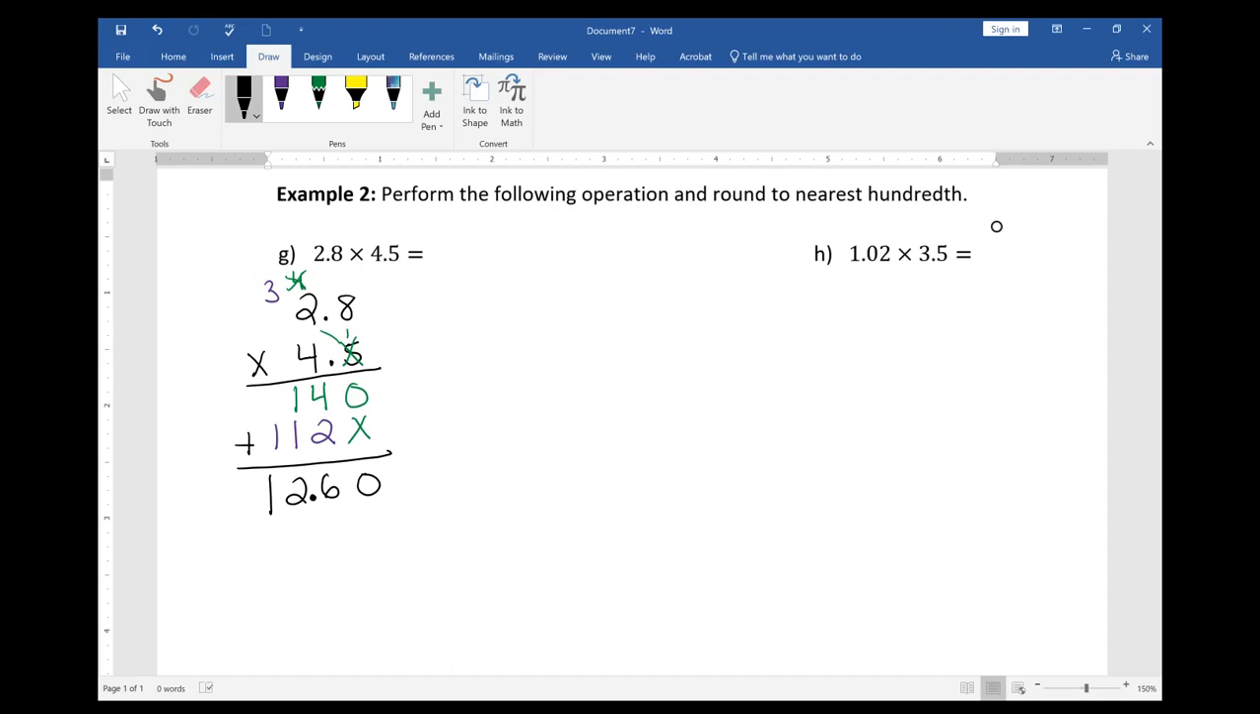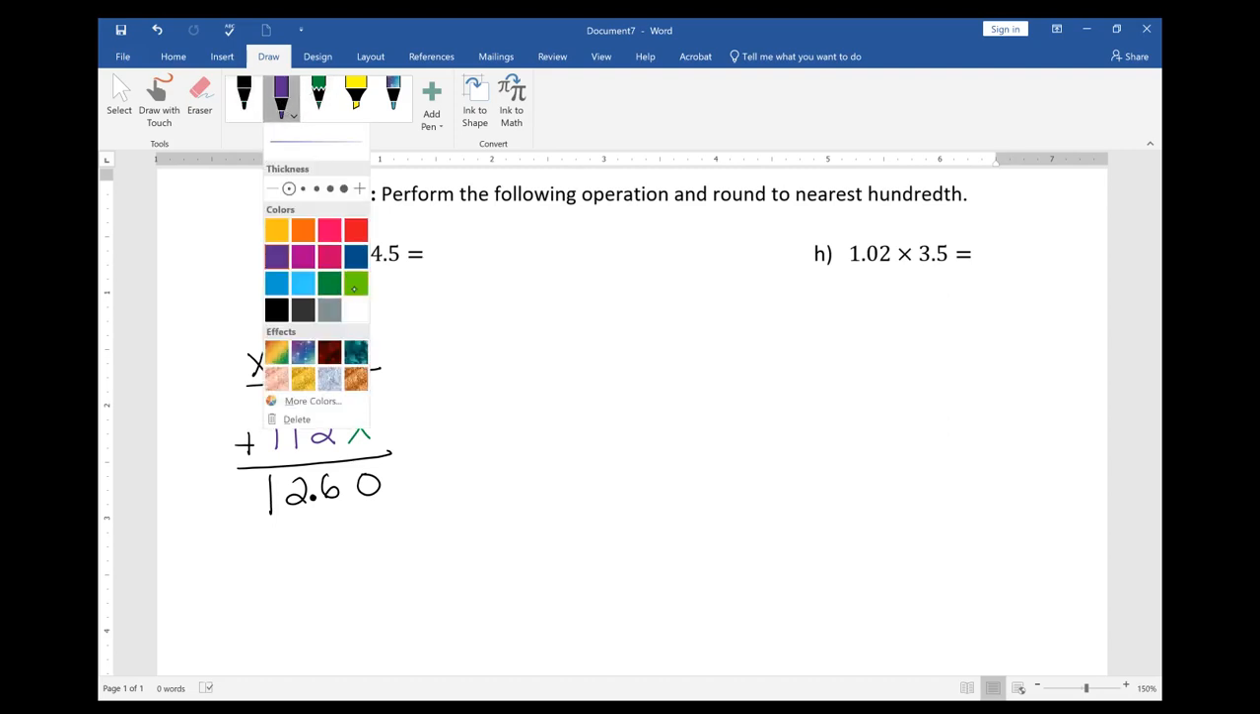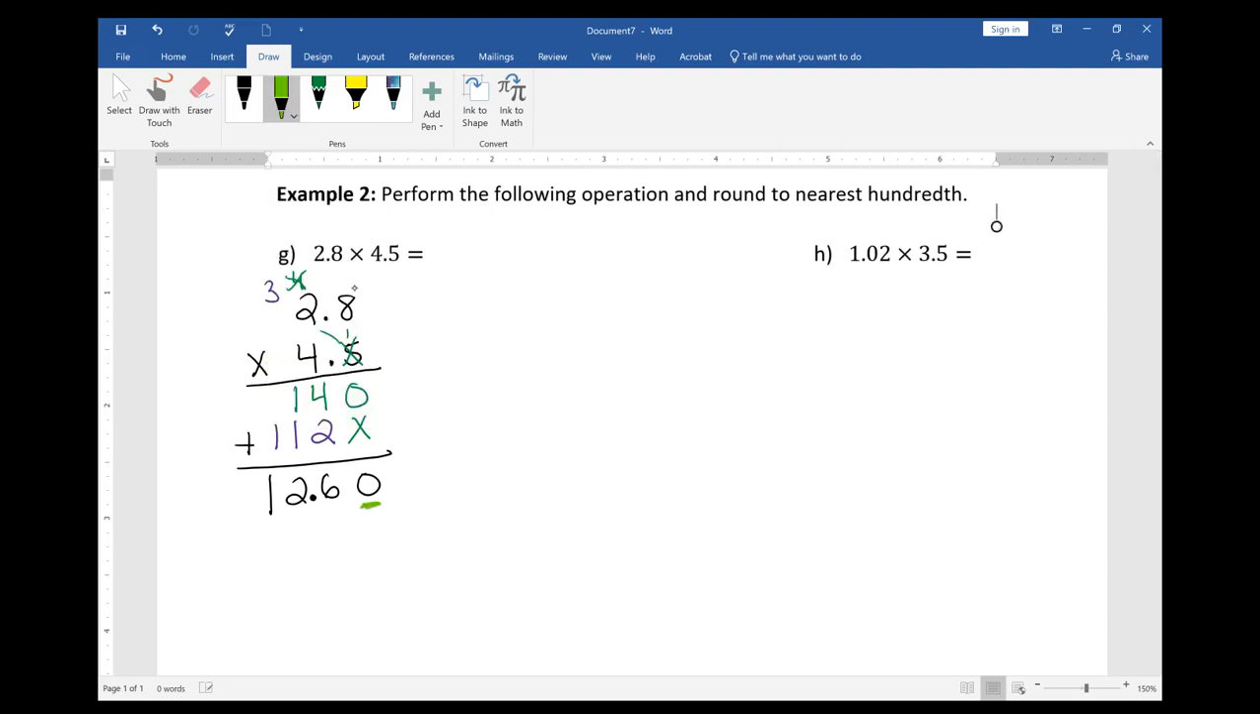Now we will round our answer to the nearest hundredth. So again, the hundredths place will be the second digit to the right of the decimal. Look to the number to the right, which will be a 0. So our answer will remain the same. So our result will be 12.60.